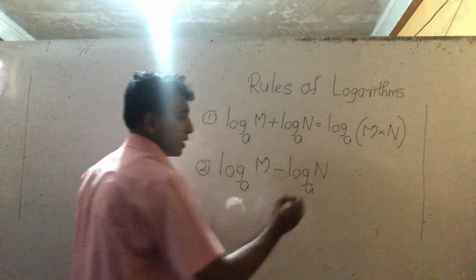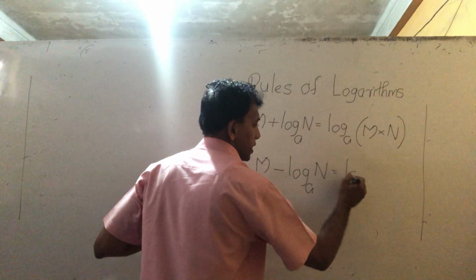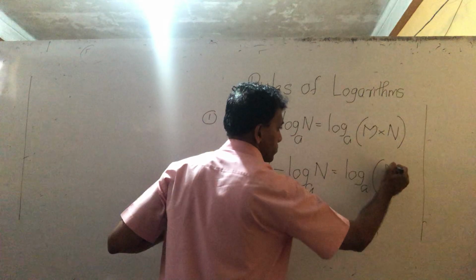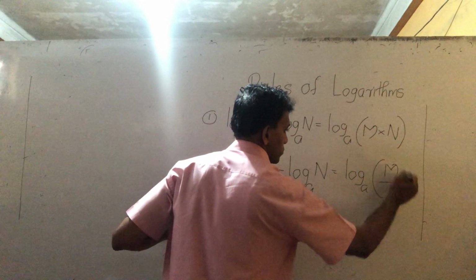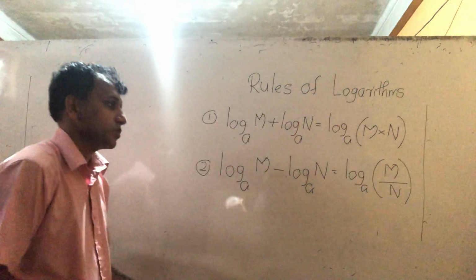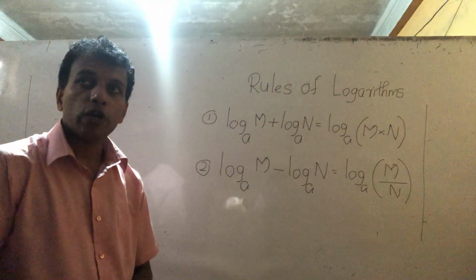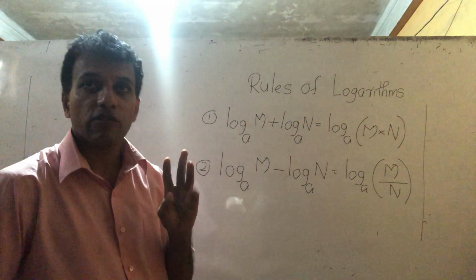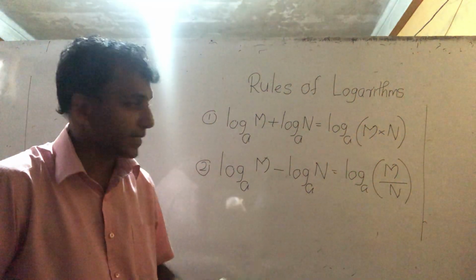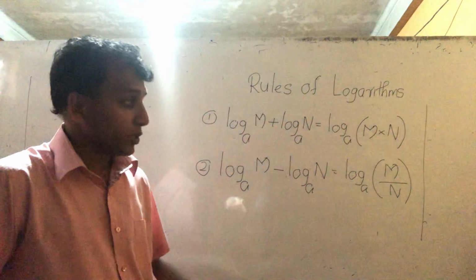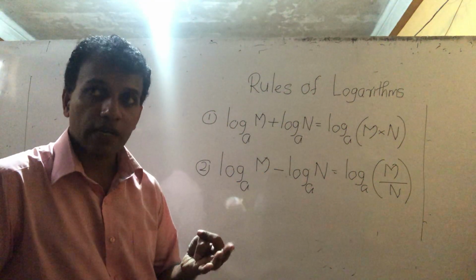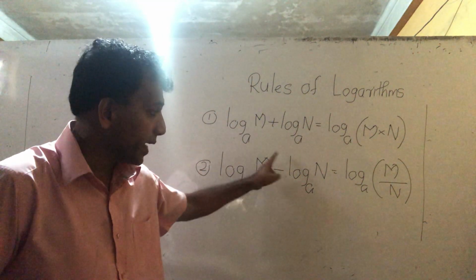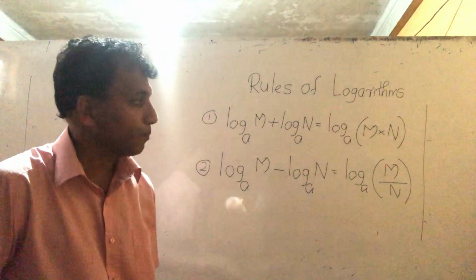So the bases are same. Then the rule says divide the log values. The bases are same, divide. So we have 3, 4 rules, but here it is grade 10 maths. That's all. This is a continuous big chapter, logarithm grade 9, 10, 11. We have grade 12 also. So bases are same. When minus comes, divide the log values.